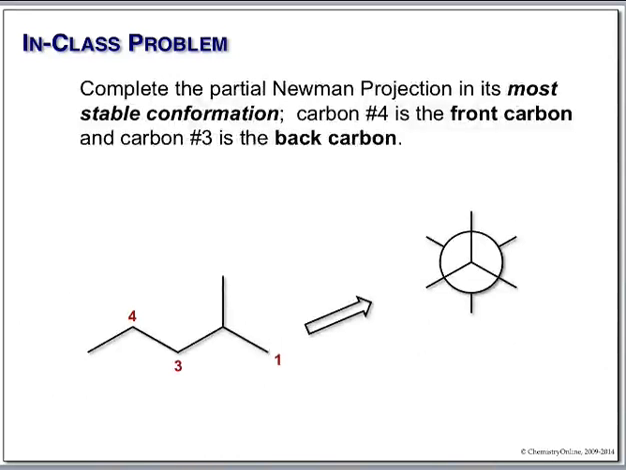This is going to be our front carbon, that's this guy. 3 is our back carbon, that's this guy, the big one. All right, attached to 4, we have 2 hydrogens here and a methyl. Put them in like that. Attached to carbon number 3, we have 2 hydrogens and an isopropyl group. We want the most stable, so we're going to put it down here opposite the methyl, looking like that.